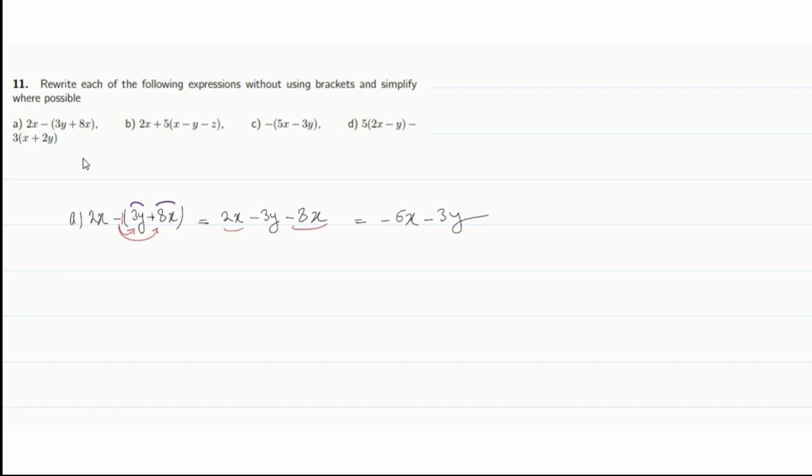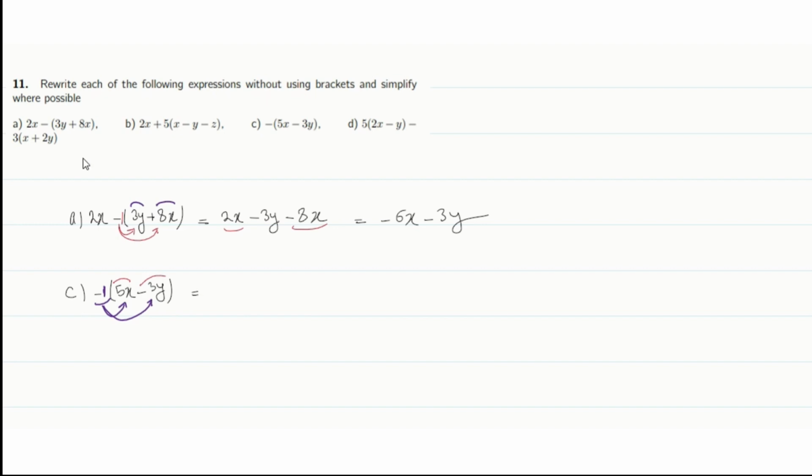Now, let's solve C. We have negative 5x minus (3y). Again, we need to expand this bracket. There is a negative 1 in front of it, so you just need to multiply this negative 1 by each of these terms inside the bracket. So we have two terms. We have 5x, and the second term is negative 3y, not the 3y, so it's the negative 3y. So don't forget the negative sign.